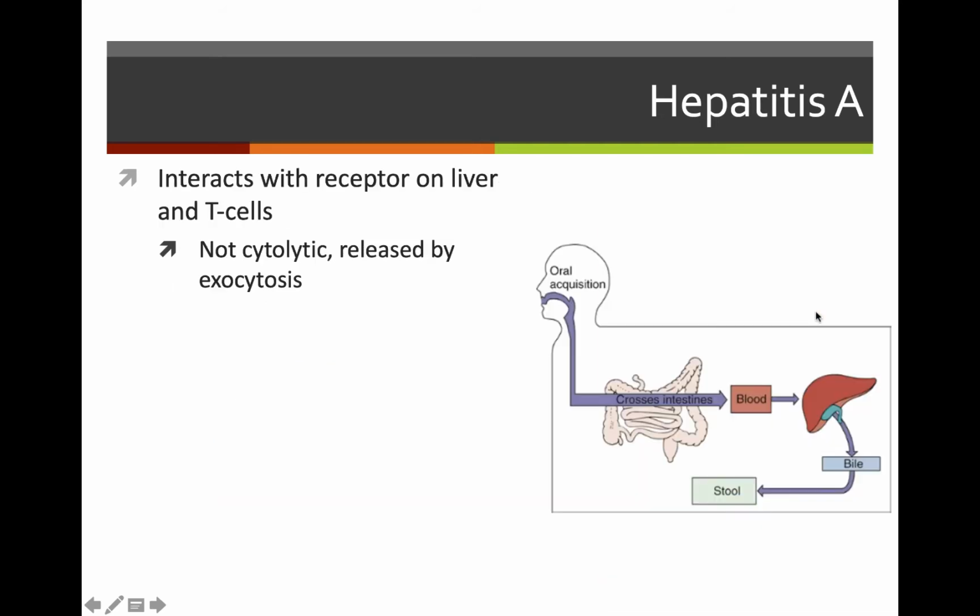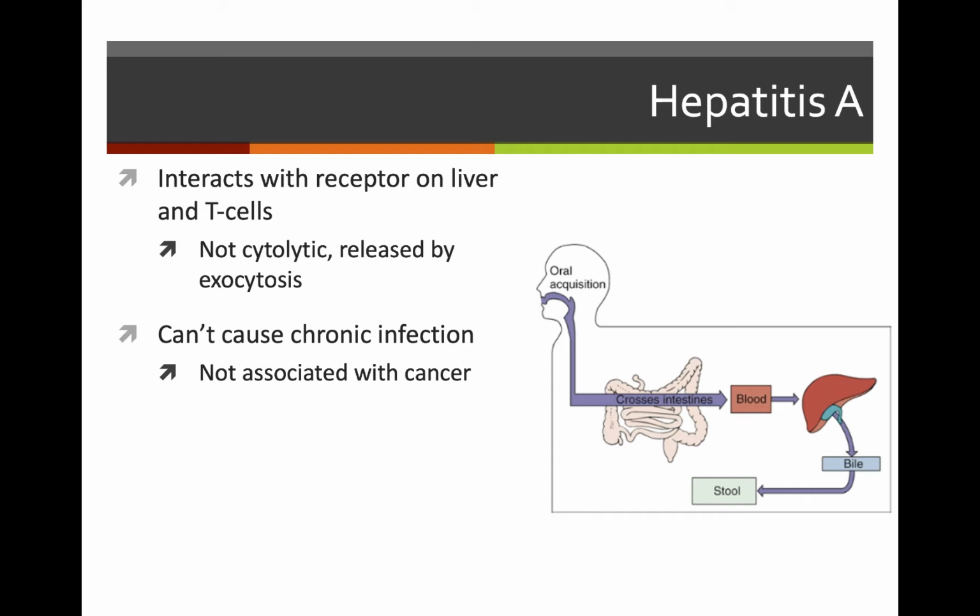It interacts with receptors on the surface of the liver cells. It, even though it's naked, is generally not cytolytic. It's most often released through exocytosis. So basically a bunch of formed viral particles will be extruded through vesicles instead of bursting out of the host cell. Hepatitis A is not associated with causing chronic infection, and it is not associated with causing cancer. So I'm pointing these things out right now because the other hepatitis viruses might be a little bit different.